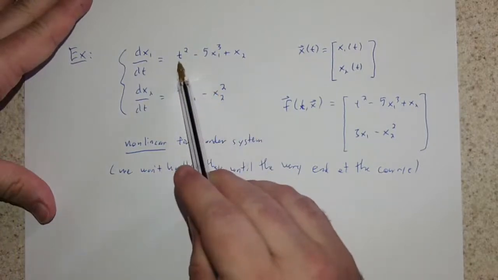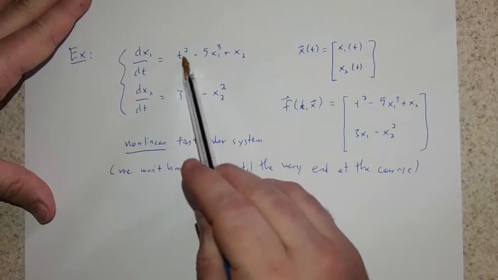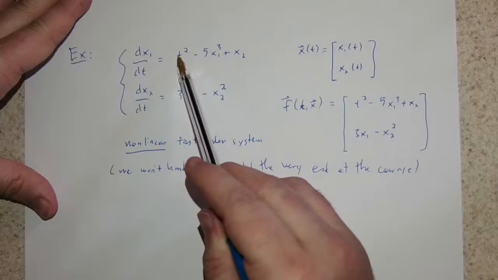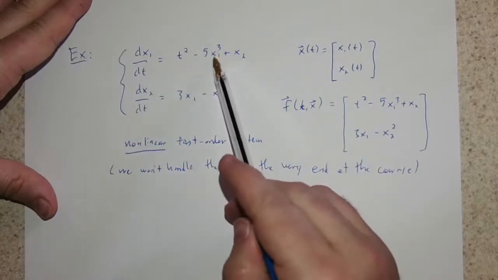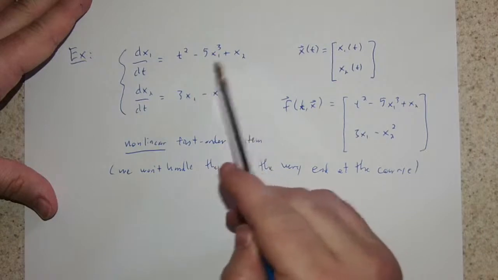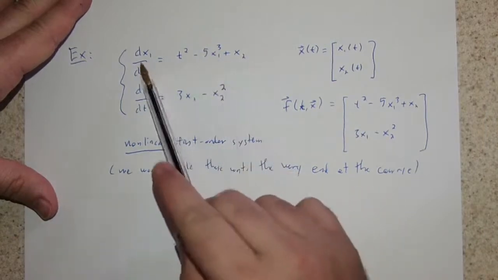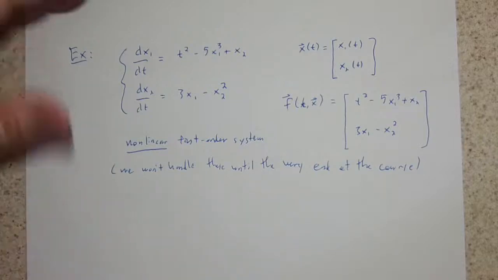So this t squared has nothing to do with it being nonlinear. The terms that only involve t can be whatever. It's nonlinear because it's nonlinear in the x slots, so it's nonlinear in the unknown functions. It's similar to how we defined linearity when we were first looking at first order equations. So this is a nonlinear first order system.